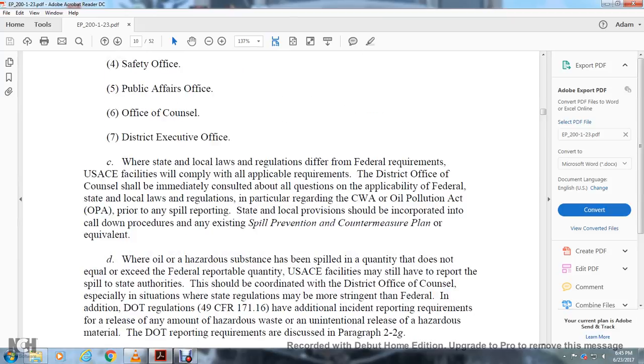Where state and local regulations go beyond the federal requirement, the USACE will comply with the applicable requirements. The district office of counsel should then be consulted immediately with all questions on applicable federal, state, and local laws and regulations, in particular the Clean Water Act and the Oil Pollution Act.